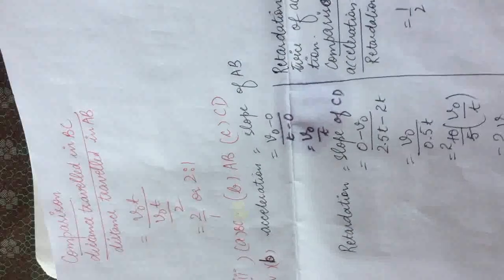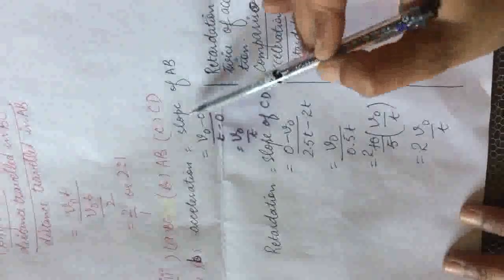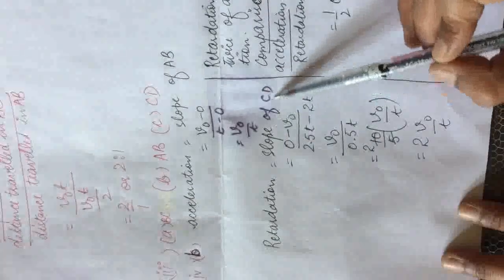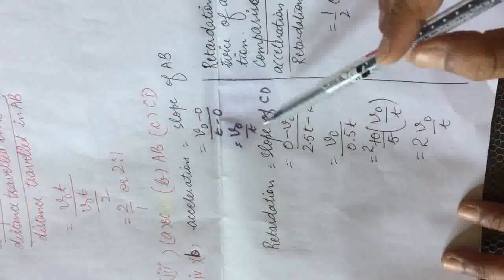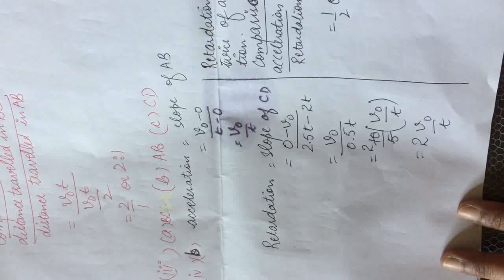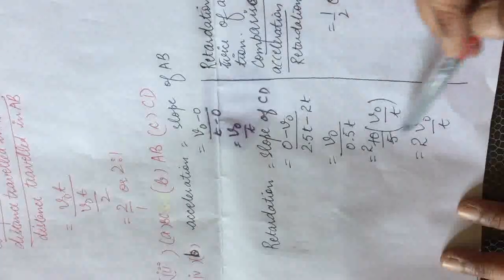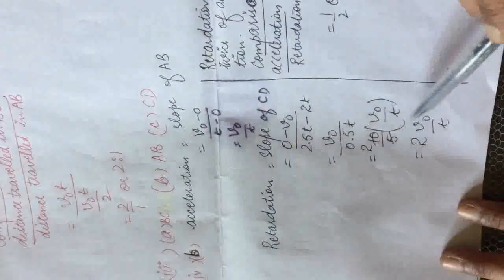Okay, next part is calculate the acceleration and retardation from this graph. Acceleration will be slope of AB, retardation will be slope of CD. So I have calculated acceleration as slope of AB, retardation as slope of CD. I have already told you how to calculate the slope. So we have calculated the slope in both the cases. You can see over here I am getting 0.5.